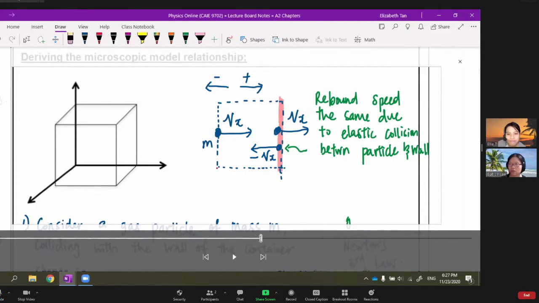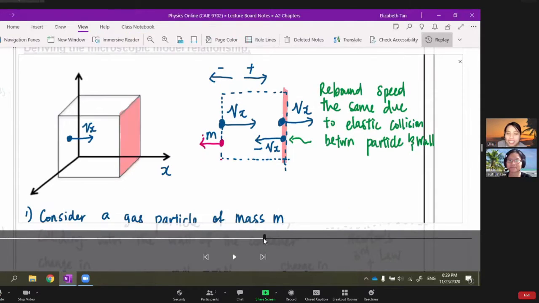From here the direction flips, so this is negative. I will take right as positive, left as negative. You can see now, magically, it has appeared, and your particle will hit the same wall it originated from with the same speed, negative Vx. So the particle goes and comes back. At this collision, at t equal to 0, there is a change in momentum. So there is a force that the wall exerts on the particle, and also a force that the particle exerts on the wall, which is what causes your gas pressure.